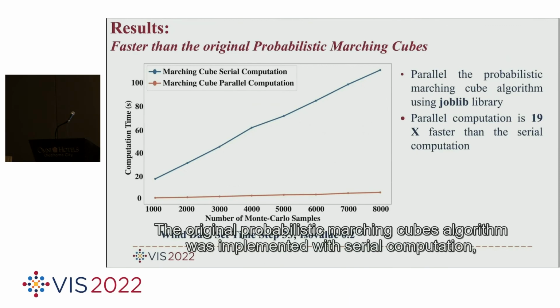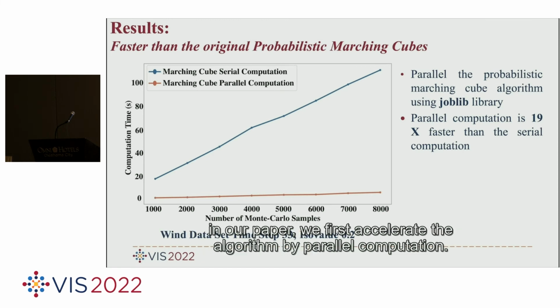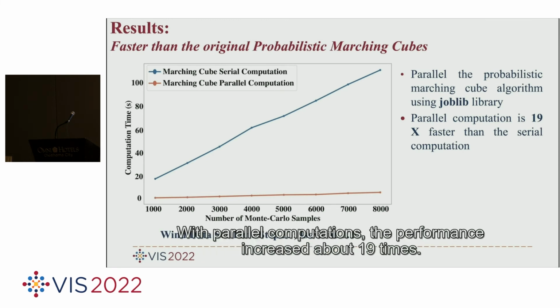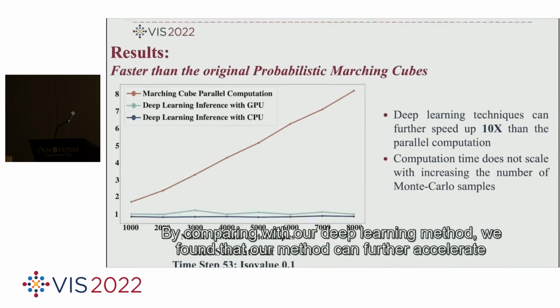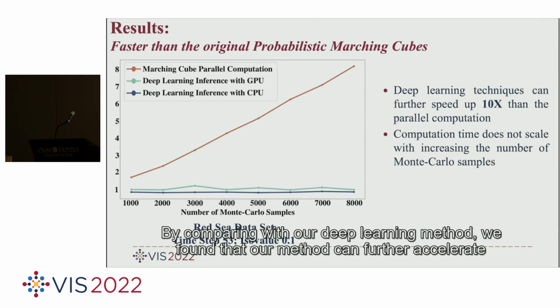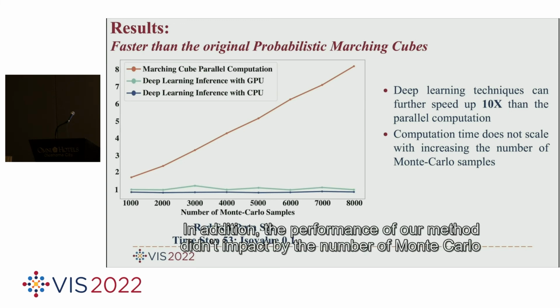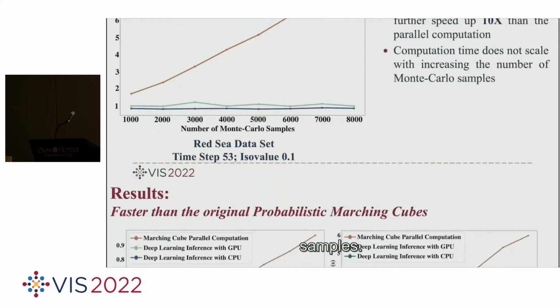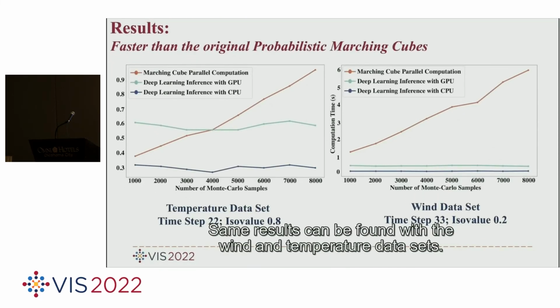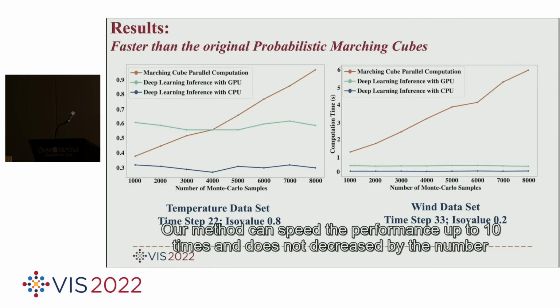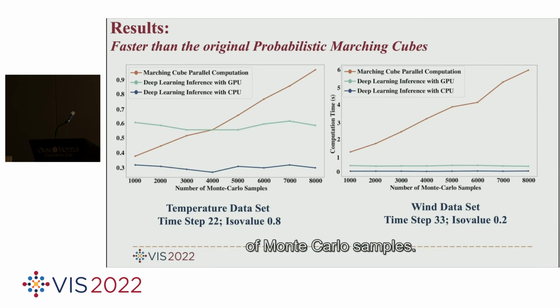The original probabilistic marching cubes algorithm was implemented with serial computation. In our paper, we first accelerate the algorithm by parallel computation. With parallel computation, the performance increased about 19 times. By comparing with our deep learning method, we found that our method can further accelerate the parallel probabilistic marching cubes up to 10 times. In addition, the performance of our method isn't impacted by the number of Monte Carlo samples. The same result can be found with the wind and temperature datasets. Our method can speed the performance up to 10 times and doesn't decrease with the number of Monte Carlo samples.